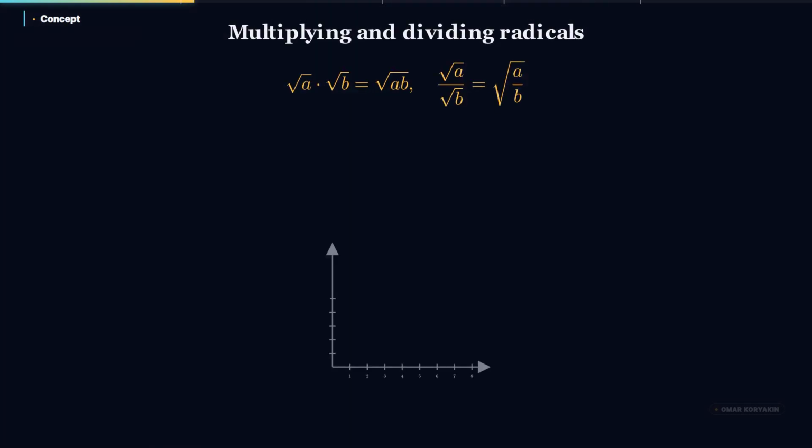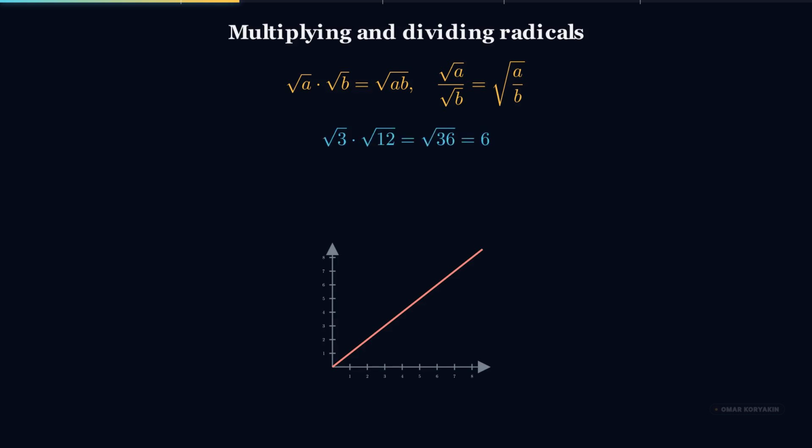Take the product square root of 3 times the square root of 12. Apply the product rule, combine into the square root of 3 times 12, which is the square root of 36. 36 is a perfect square, so the answer is 6.